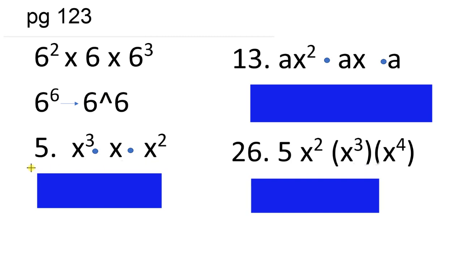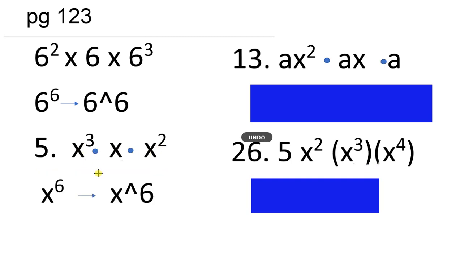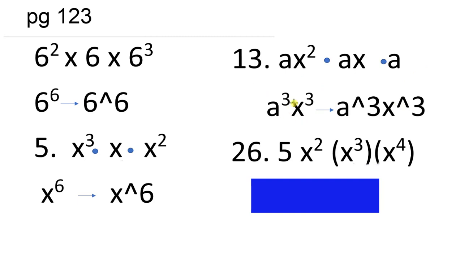Okay, so this is number 5, x to the 3rd power, x, and then x to the 2nd power. On this one, you would come out again with x to the 6th power, because you have 3, 1, and 2; add them together, that makes 6. Okay, over here, ax to the 2nd power, ax, and a. And we come up with a to the 3rd power because we have 3 a's. And then x to the 3rd power because this x here has a 2. So this would be 2 and then 1.